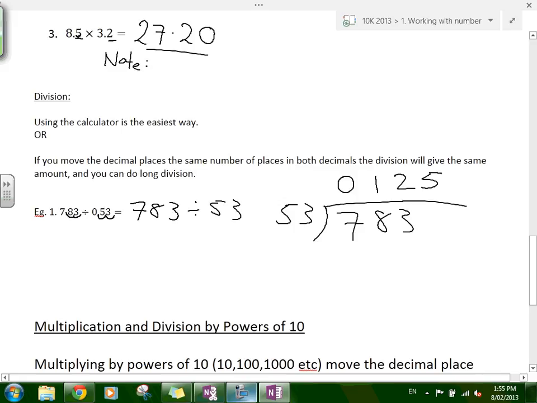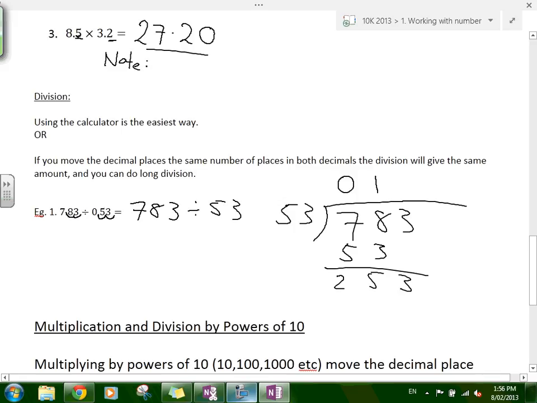I think you have a different method. I write the 5300 here, and then it's 253, and then you say how much it is. Alright, looking here. So first let's start. 53 doesn't fit into 7. 53 fits into 78 one time. And so 1 times 53 is 53. Subtract it, you get 25.